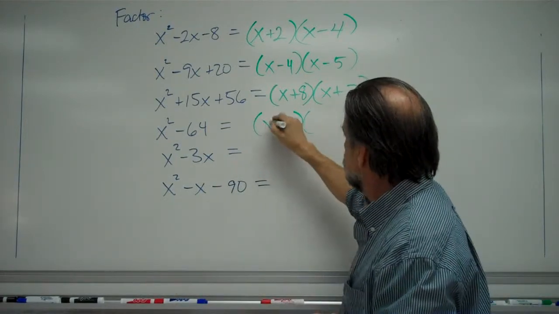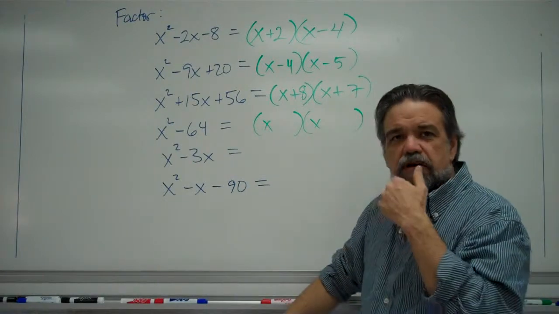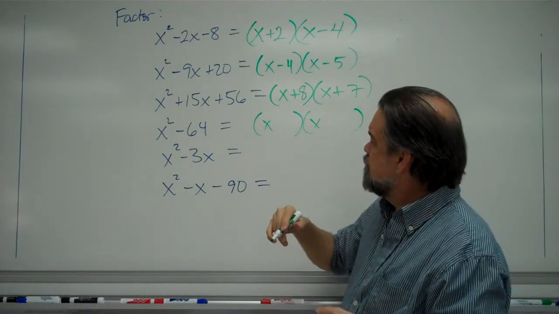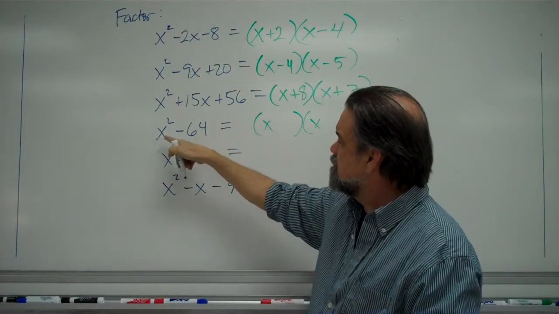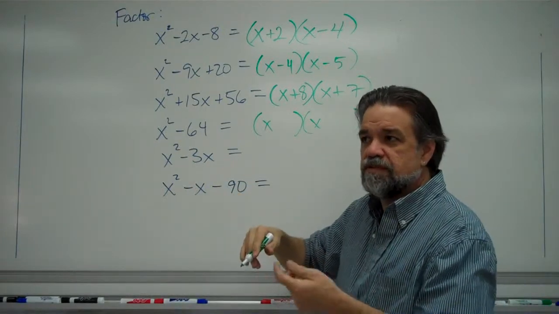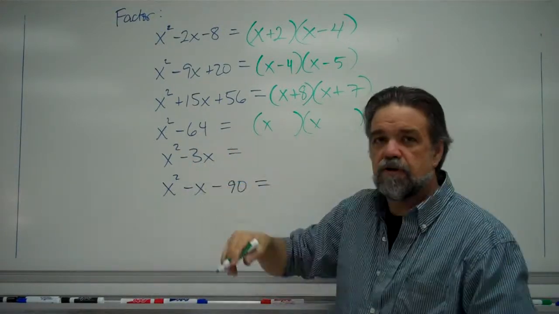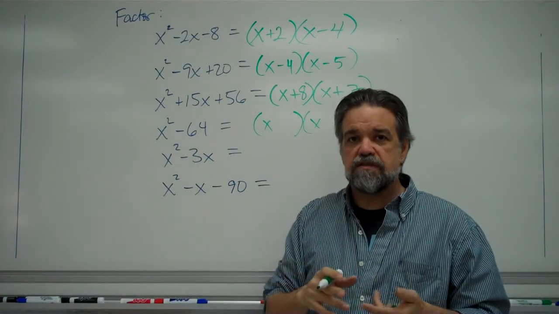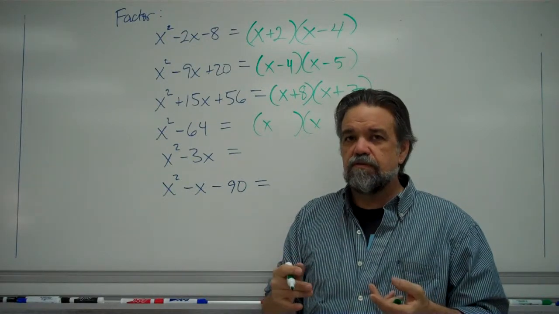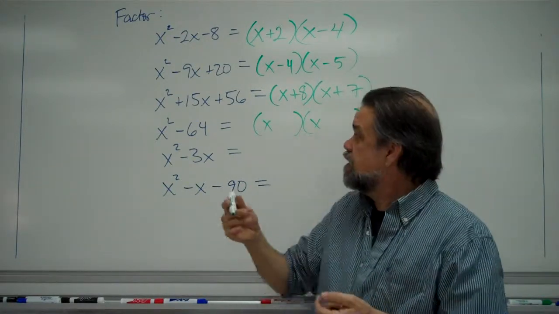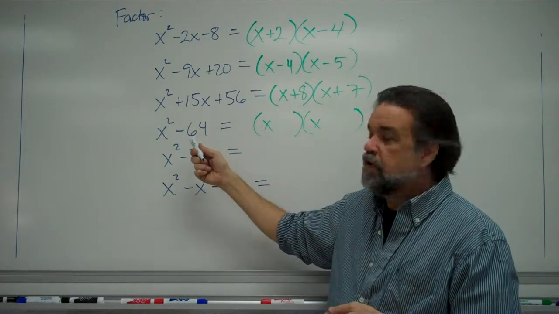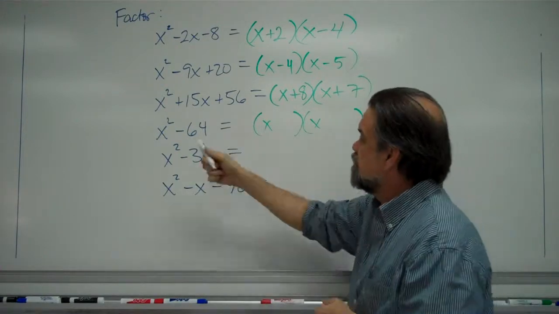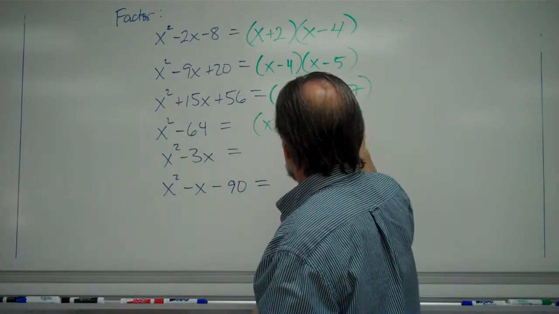Next one is weird looking. There's only two terms here. Well, first off, which one's missing? It's the middle term that's missing. I would think of this as x squared plus 0 times x minus 64. So that means I want two numbers that add up to 0 whose product is negative 64. If they add up to 0, one's positive, one's negative, and they have the same absolute value. So I'm just going to look for the square root of that, make one positive, one negative. It's going to be 8 and negative 8. So this is going to be x plus 8 times x minus 8.